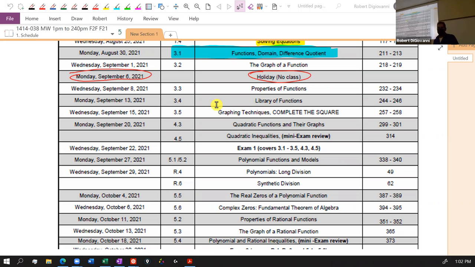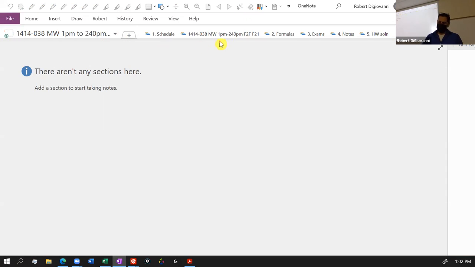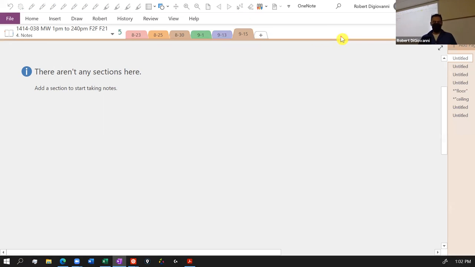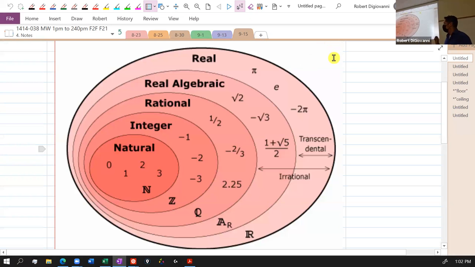So this topic today is library of functions. We'll get to it. I wanted to start class with something a little off topic, but we're going to actually talk about this a little bit later today, and that is our number system. When you look at the numbers that we use in math, they can be broken into categories, and I just want to make sure everyone understands what those categories are.